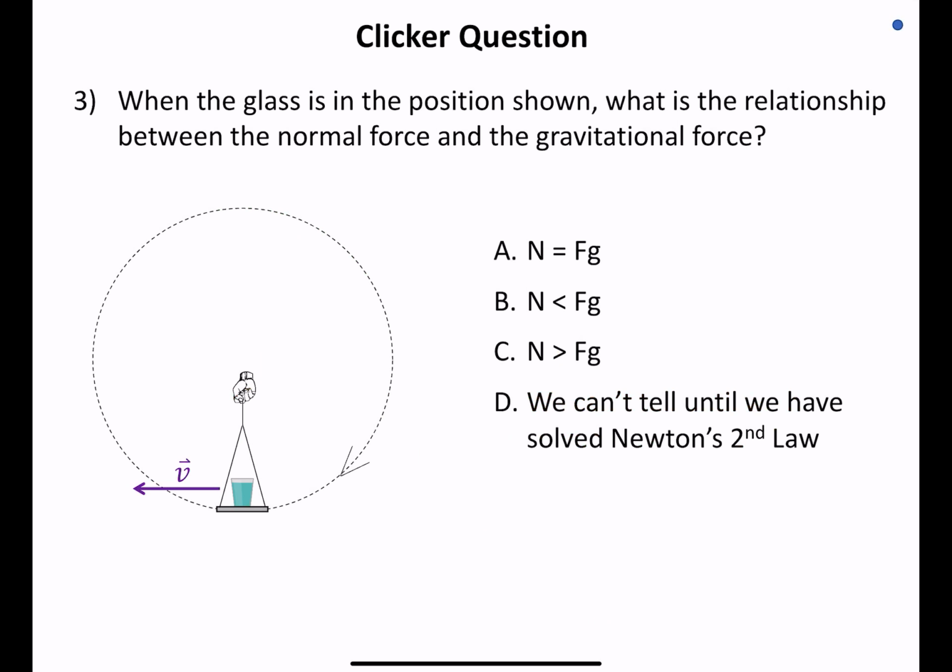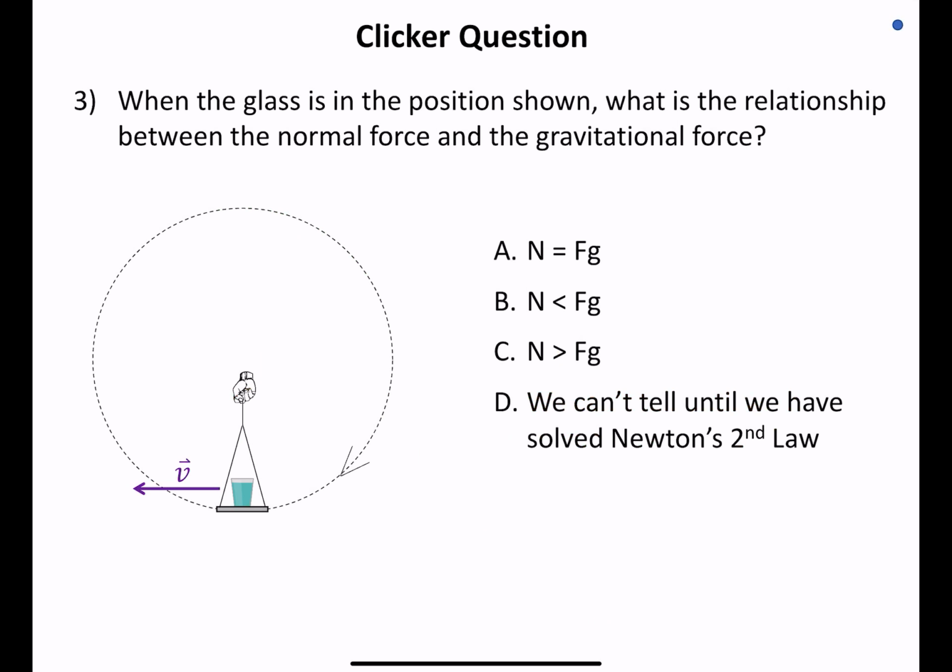Now, let's think about a different moment in time, which is on the bottom of our swing. At this point, I'm going to ask a new question here: what's the relationship between the normal force and the gravitational force? And does it change from at the top? Again, if you're watching this video at home, take a moment, pause the video, try to solve it before you look at my solution.